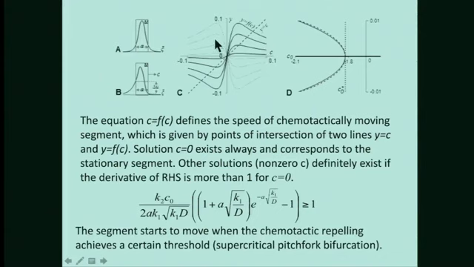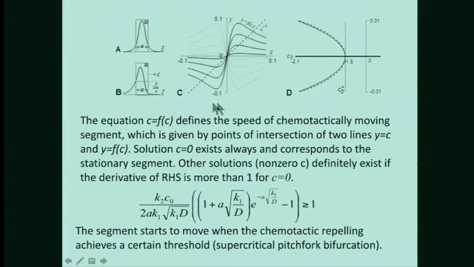For repulsion will be these solid lines, for attraction these will be dashed lines, and now solutions of this C equals f of C are points of intersection of this straight line and one of these lines, which corresponds to a given value of C naught, to a given strength of chemotaxis. Now what we can see is that if chemotaxis is weak, there is only one point of intersection. But if it's strong, we get two extra points of intersection. One point of intersection corresponds to motion to the right, and another one, motion to the left, which is reasonable because it's a symmetric problem. It could move in either direction.